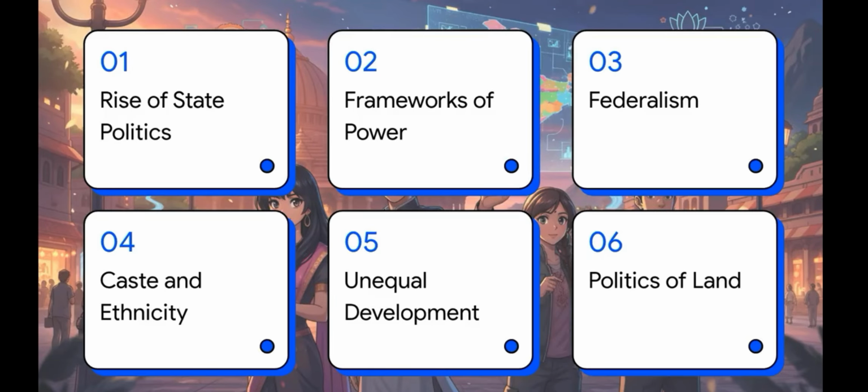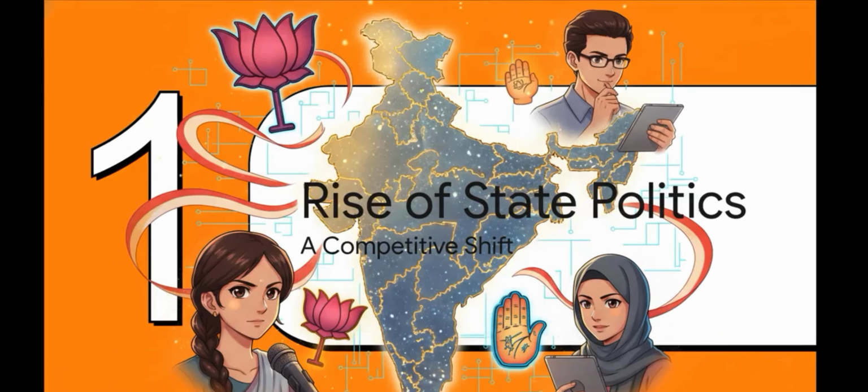Here's our roadmap for today. We're covering the rise of state politics, the frameworks of political power, federalism between the center and states, caste and ethnic identities, unequal development and reforms, and finally, the politics of land. So starting right off with Section 1, the rise of state politics.